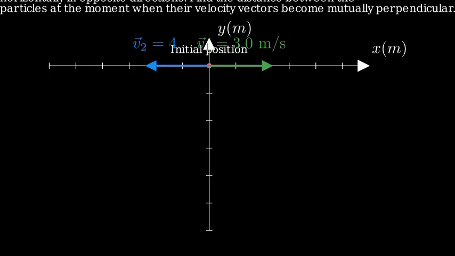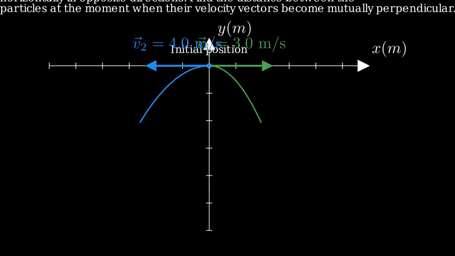Both particles are in a uniform gravitational field, so they accelerate downward with the acceleration of gravity g. As time progresses, the particles follow parabolic trajectories due to gravity. Their horizontal velocities remain constant, while their vertical velocities increase continuously in the downward direction. Let's illustrate how the velocity vectors for both particles evolve over time.